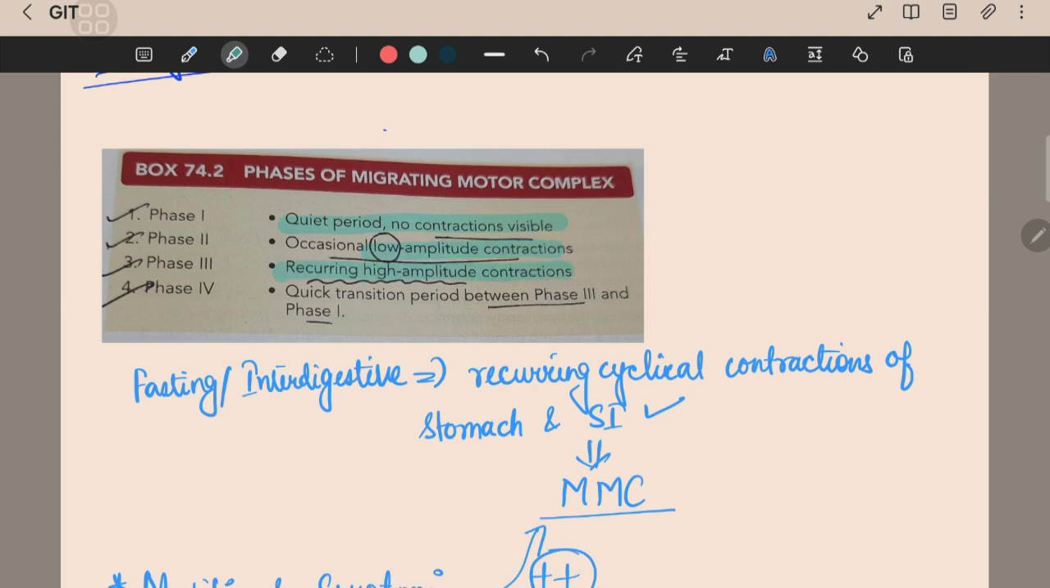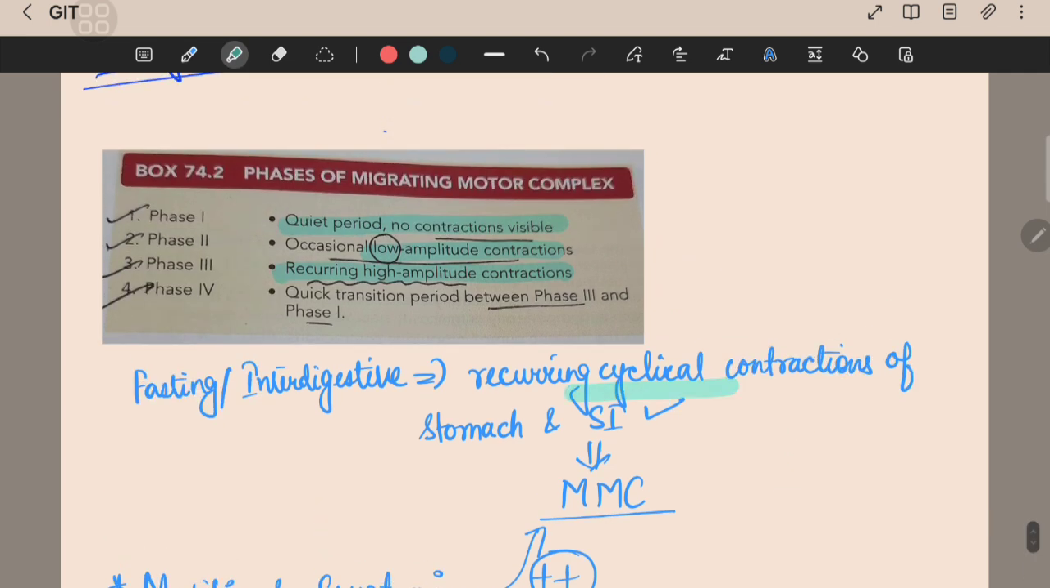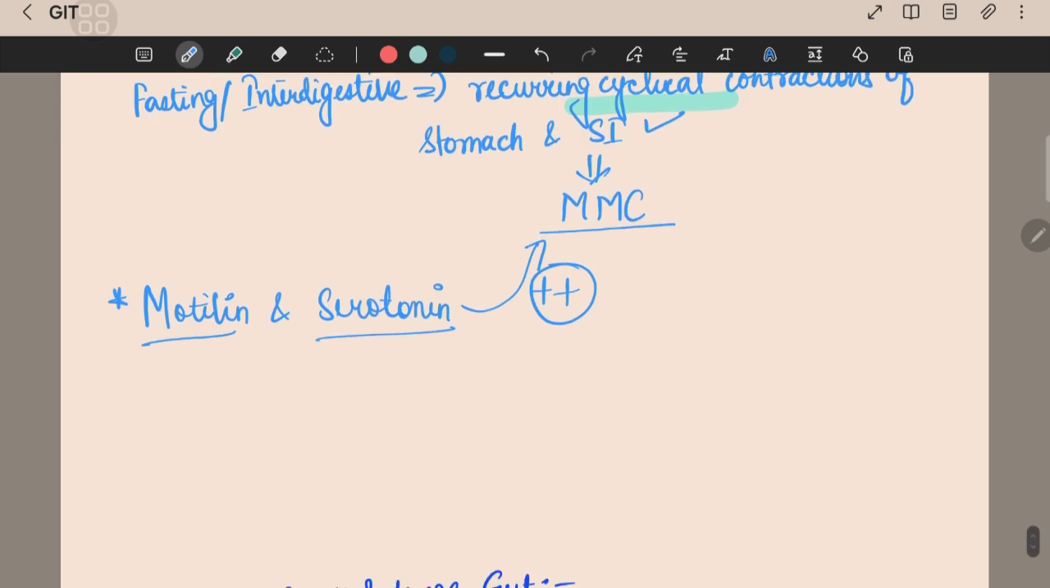In phase 3, there are recurring high amplitude contractions, and in phase 4, there is basically a transition from phase 3 to phase 1. That is the cyclical process, because you have written over here, this is cyclical. So this process starting from 1 goes to 2, most intensified is 3, and the process of going back from 3 to 1 is called the 4th phase. Okay, so motilin and serotonin are important over here.